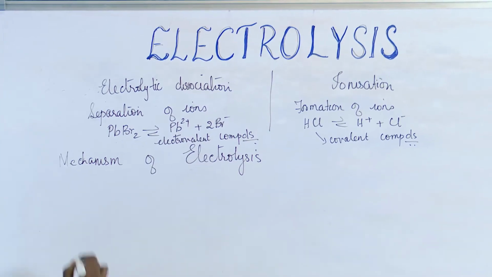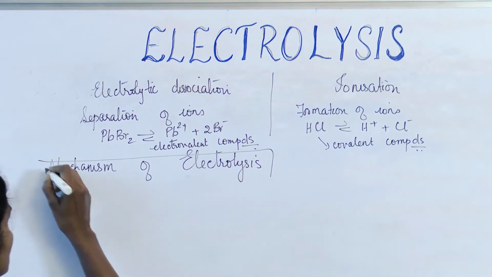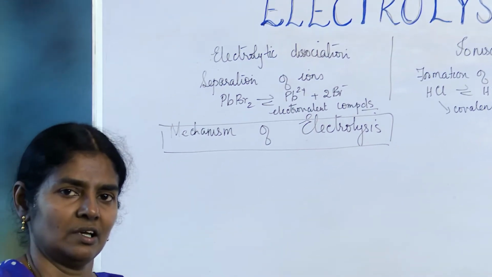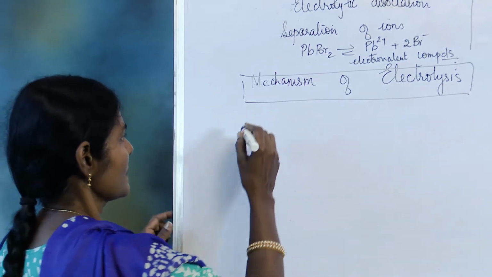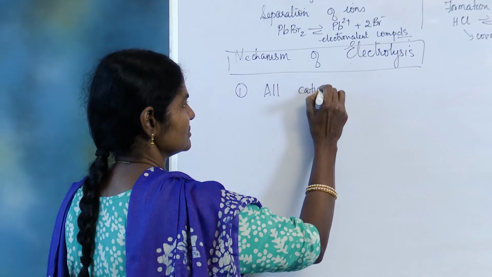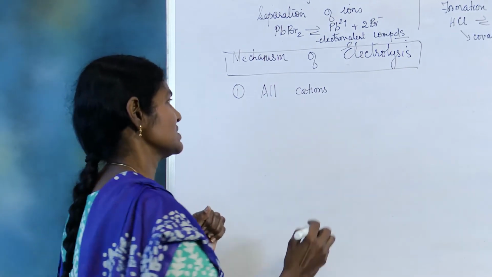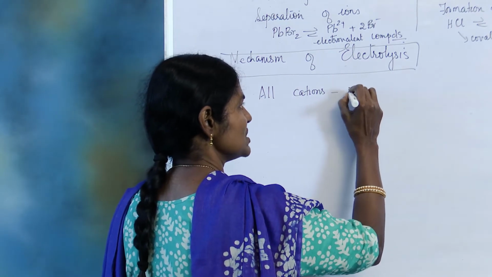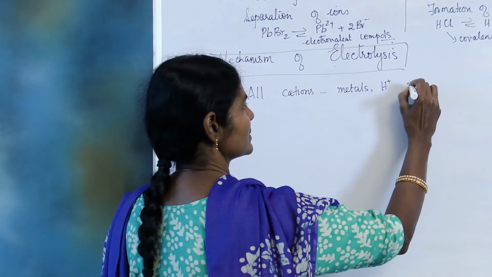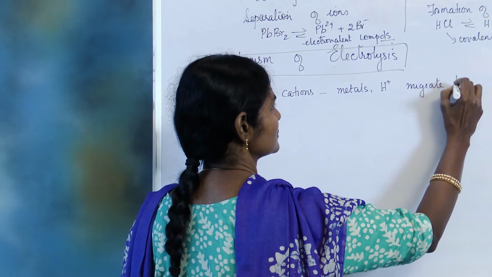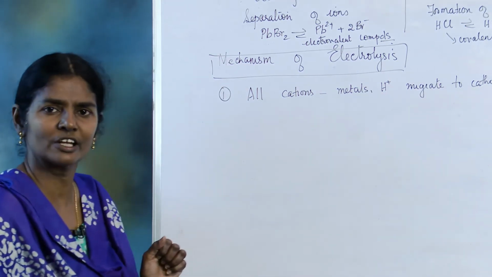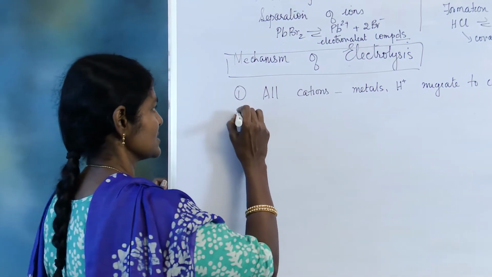Okay, now moving on to the mechanism of electrolysis. Now we are going into what is actually happening in electrolysis. The first thing that happens is all cations, which are positively charged. Cations, which means metals and hydrogen ion, will migrate to the cathode. This is the first point that we must remember. All these will always go only to the cathode, because the cathode is negatively charged.